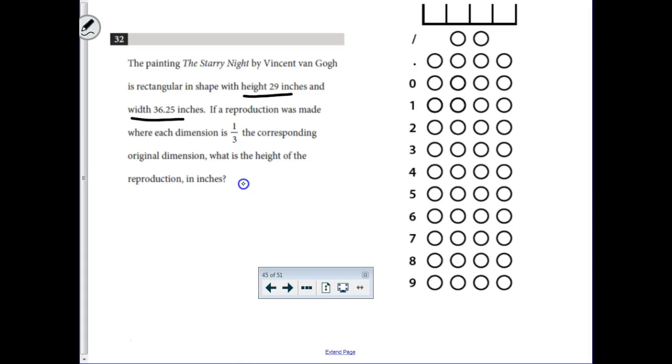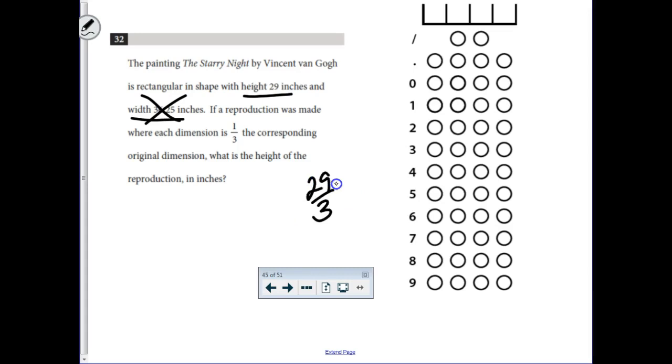Cool. A reproduction is made with dimensions 1/3 the original dimension. What is the height? So that tells me I do not need the width, right? Has nothing to do with this problem. I need to figure out 1/3 of this. So then this is where kids are like, what? 29/3 is a great answer, guys.